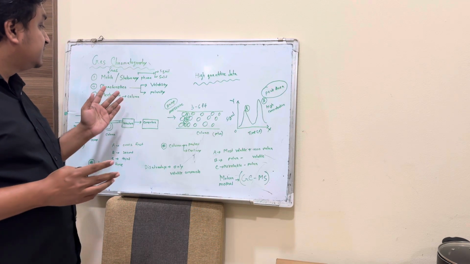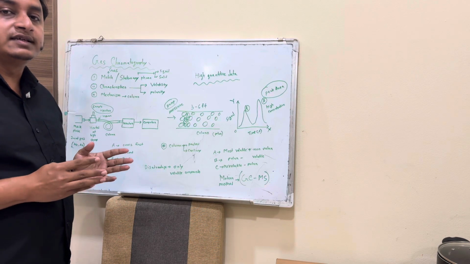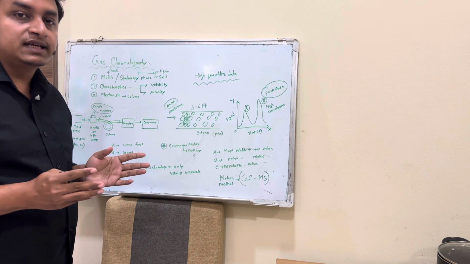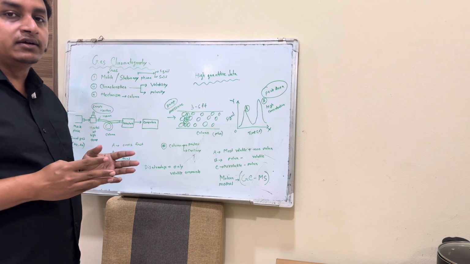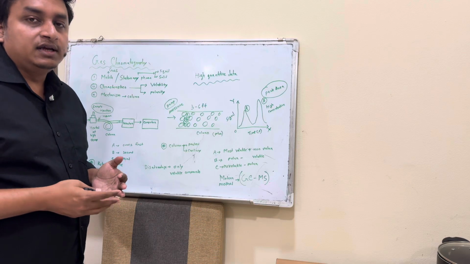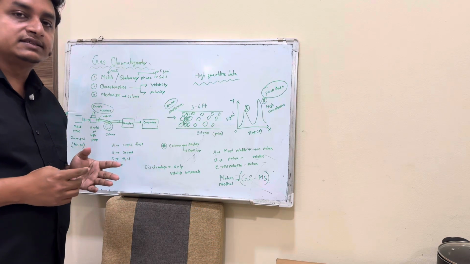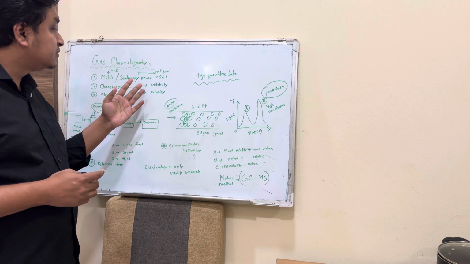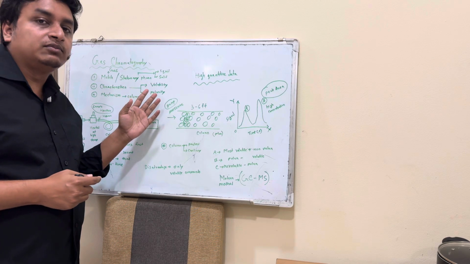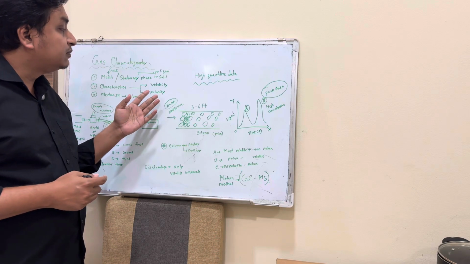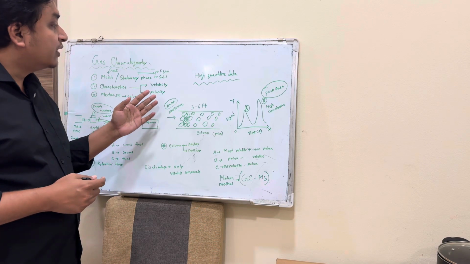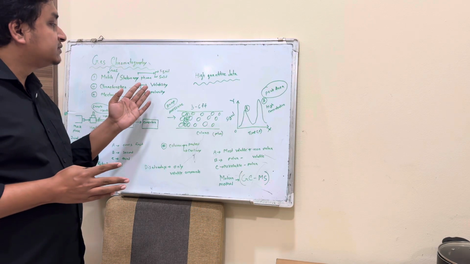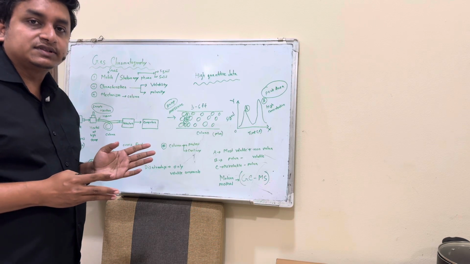So the next thing is the characteristics. Basically, it's a separation process, and we have to find out which compound is what among the organic compounds. That is why we use gas chromatography. This process depends on two characteristics: one is volatility, the other is polarity. I hope everyone knows about volatility and polarity.